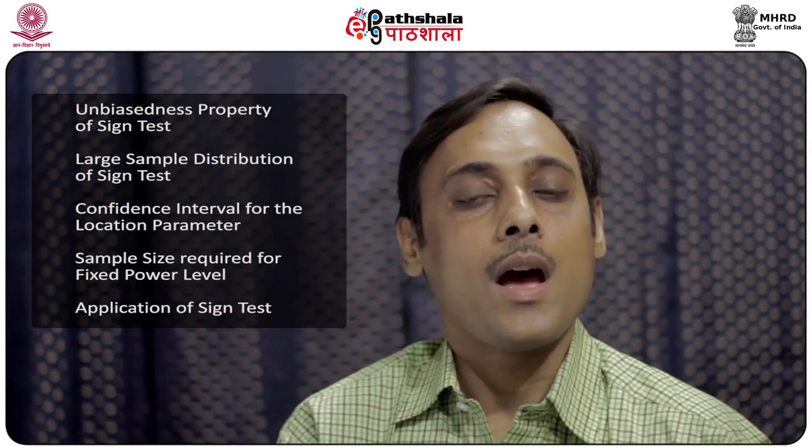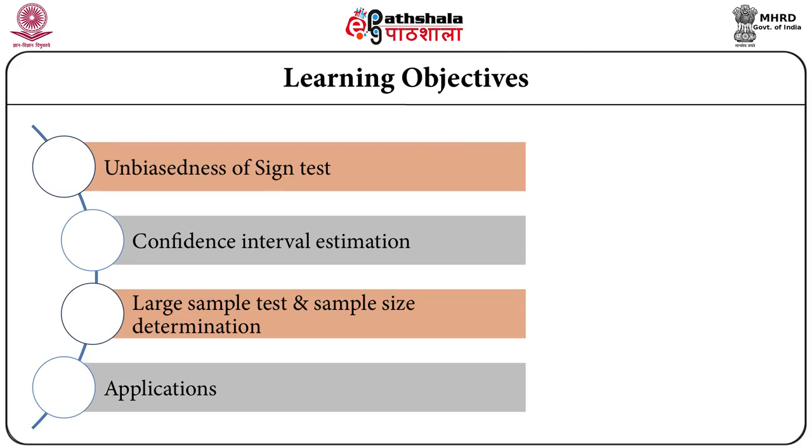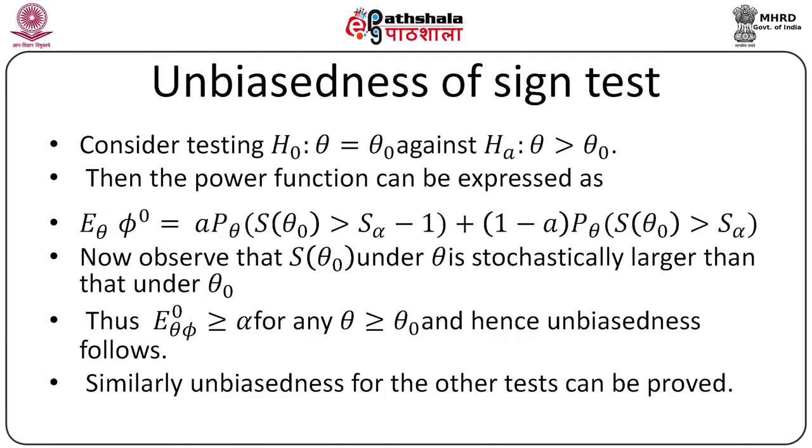Finally, we give an application of sign test, namely the Cox-Stewart test of trend. So, we have discussed sign test statistic. There are some properties, symmetry and consistency. Now, we shall start with unbiasedness and end up with some applications of sign test. Now, we shall start with unbiasedness of sign test.